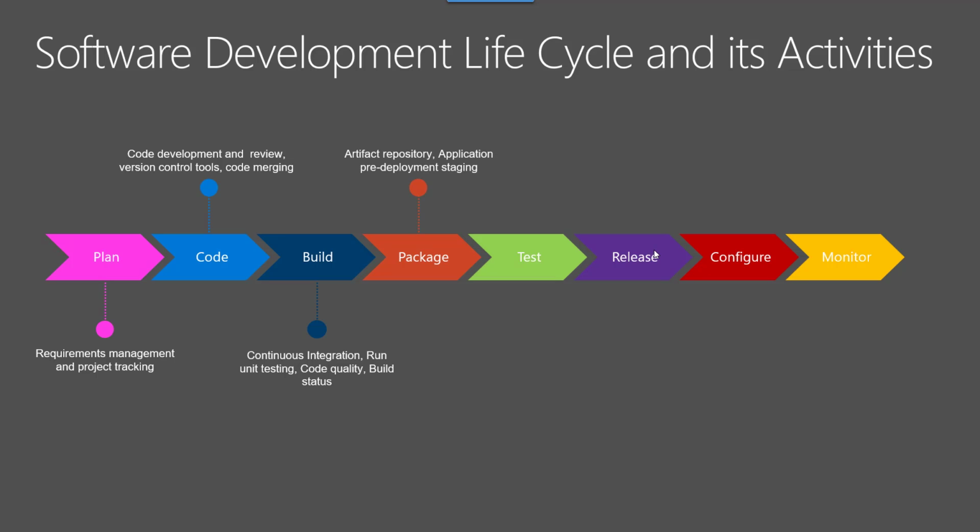In the package, we create the package from the artifact, which is the output of the build, and then prepare the package and store it on the package repository. In the test, we verify the application by running the test plan, test execution, and determining the test result. In the release management, we manage the deployment of the application: we pick the package from the package repository and start deploying the application to the destination.